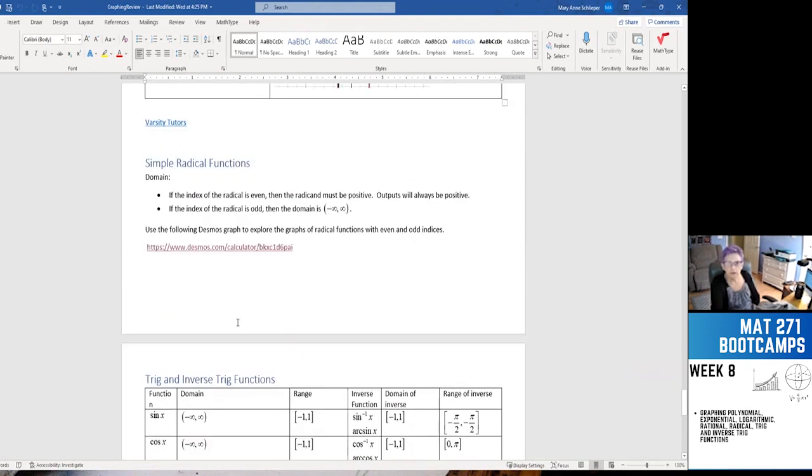So simple radical functions. If the index is even, then your radicand must be positive. Chances are you're not going to have one that's just the square root of x, because you know the square root of x, x has to be greater than or equal to 0. So you take whatever is underneath that square root and set it greater than or equal to 0 to get your domain. If the index of the radical is odd, then all real numbers, you're good to go. And let's see, here's the pretty pictures.